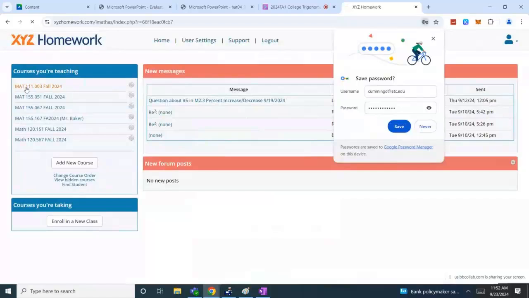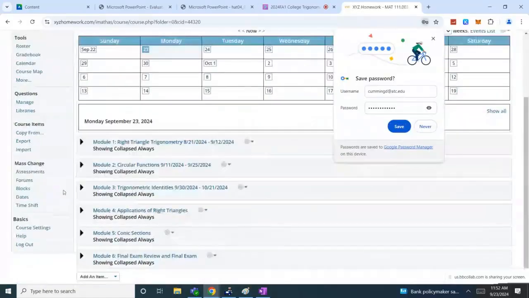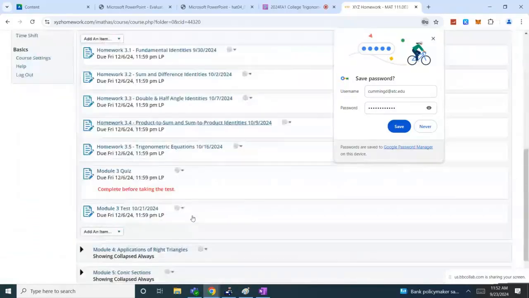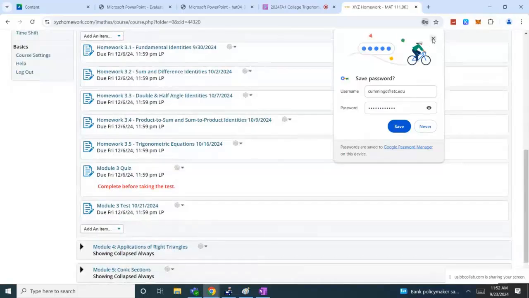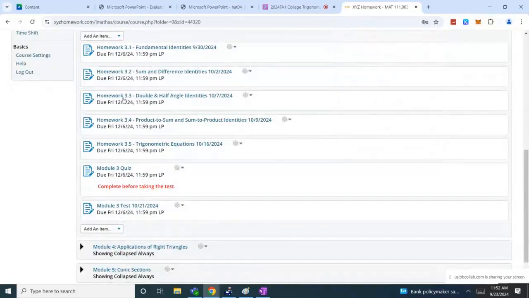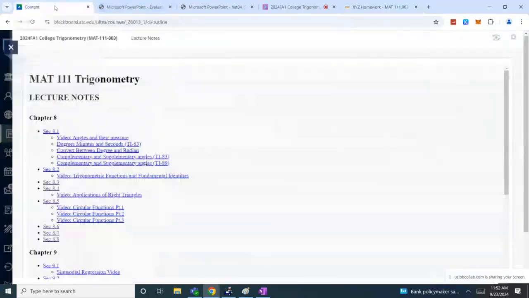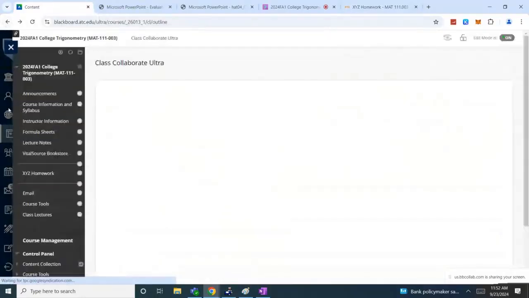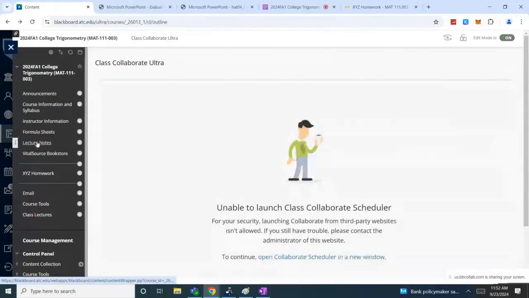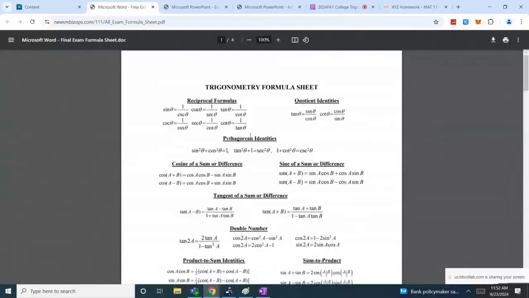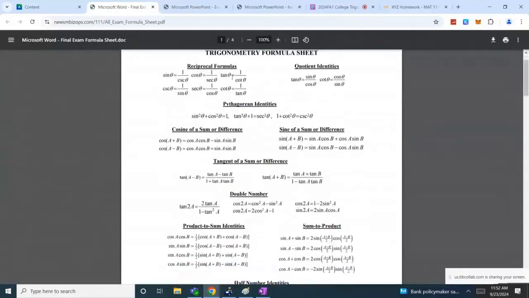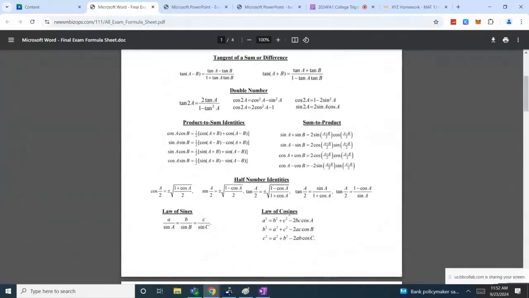All right, so in the next module, excuse me, module 3, there will be a module 3 test. It's just not a module 2 test. For module 3, just to look ahead, I'm going to pull up this all exam formula sheet under formula sheets. In module 3, we basically cover the first part of this formula sheet. The only thing we don't cover is the law of sines and law of cosines.